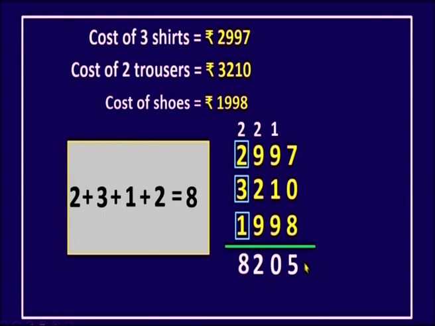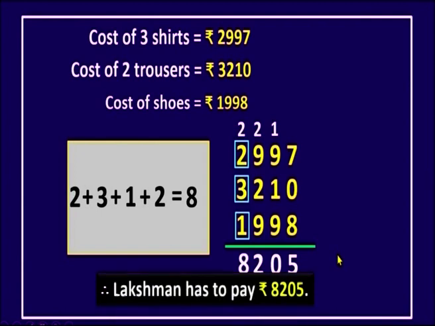So what is the number obtained, children, here? 8,205. That means Lakshman has to pay 8,205 rupees to the shopkeeper. So children, I think you might have understood the addition of the bigger numbers. That is, we have added all the 4-digit numbers here. Isn't that easy, children? Yes, it's very easy. The only thing is you need to practice a few problems.